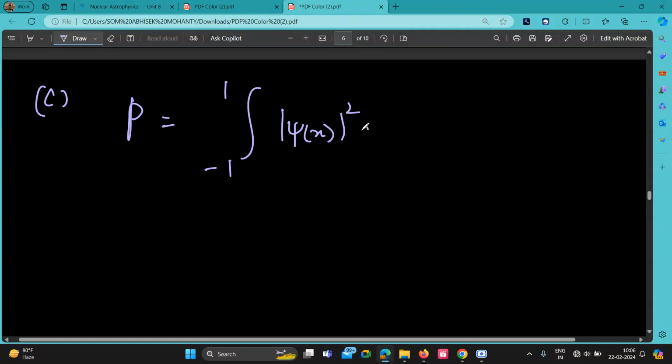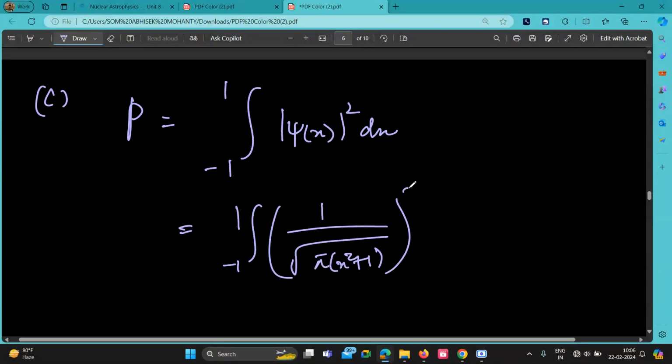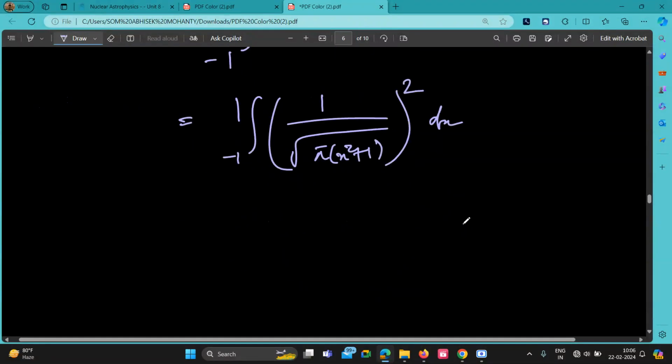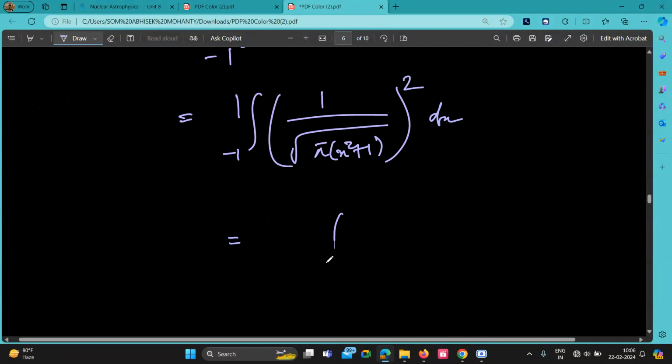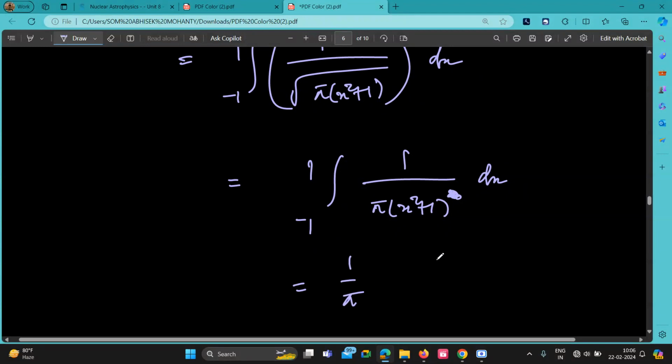So the third bit. Probability of finding the particle from -1 to 1 is the integral of psi x squared dx, isn't it? So if you do it from -1 to 1, what is the 1 by root pi times root of x square plus 1? We got it in the last bit. So from -1 to 1, 1 by pi, 1 by x square plus 1 dx.